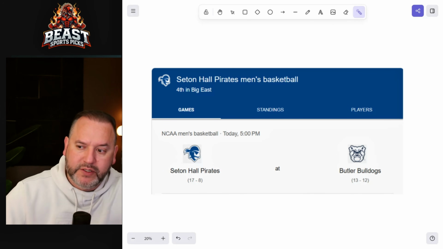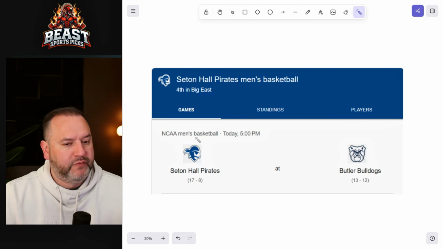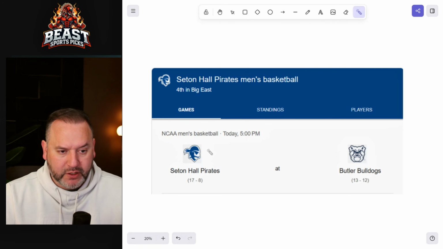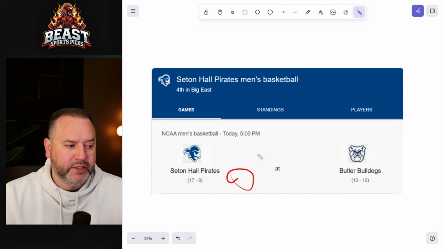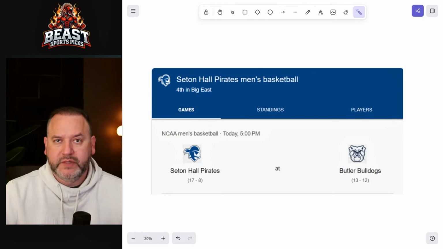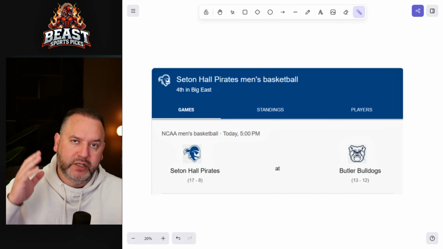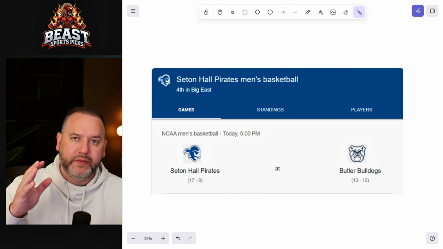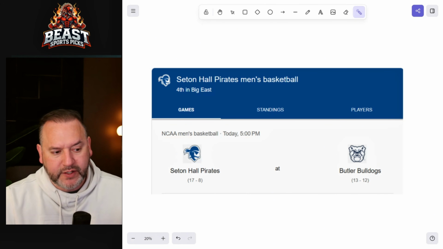So the Pirates right here. The first leg of this is going to be the under, like I mentioned a couple of times. I'm taking the under 149.5, and I'm going to explain why. The Pirates are 20th in defense efficiency, and they hold opponents to about 64 points total. That's 18th position in D1. They're also 11th in turnovers, so they have great defense overall.